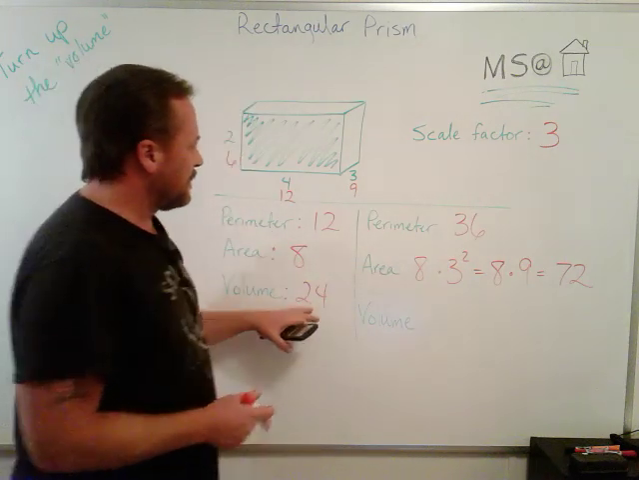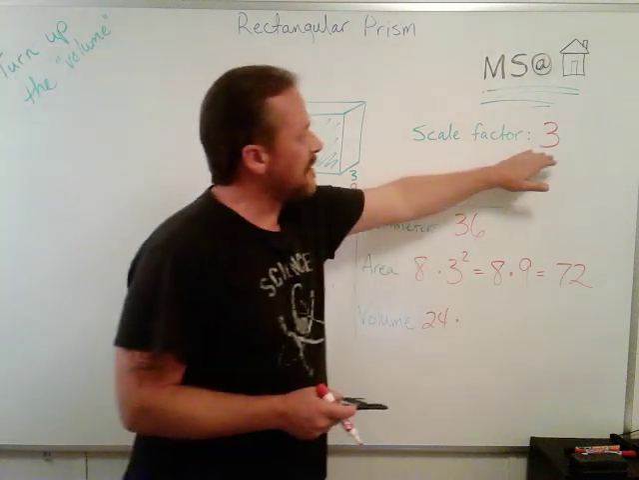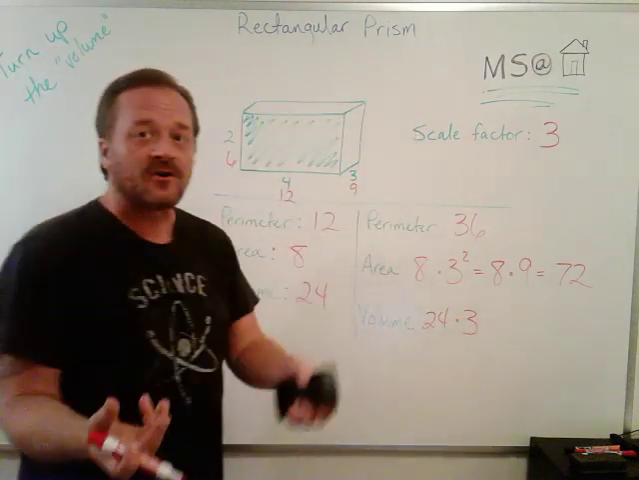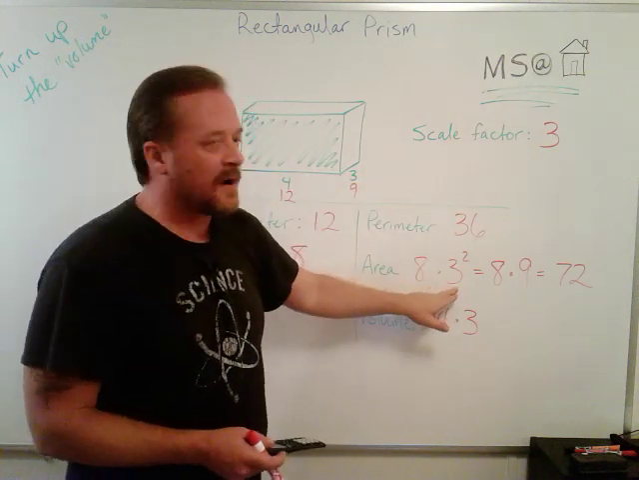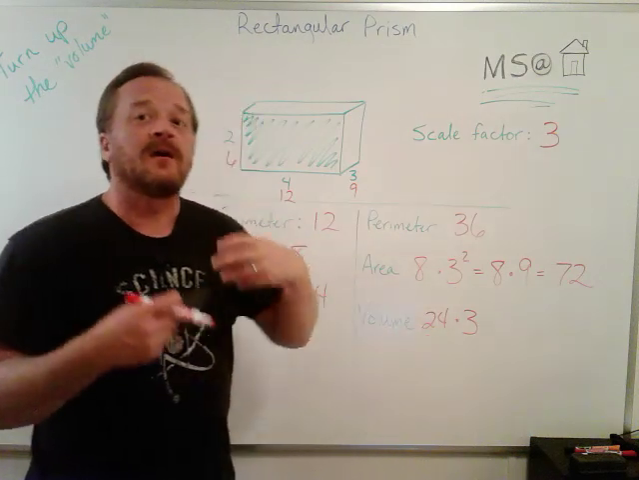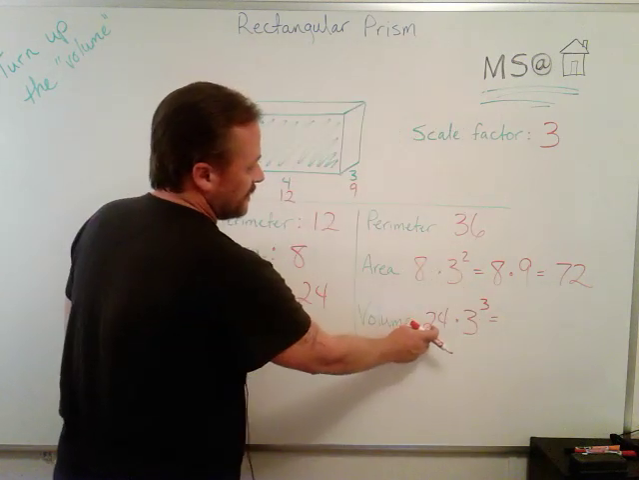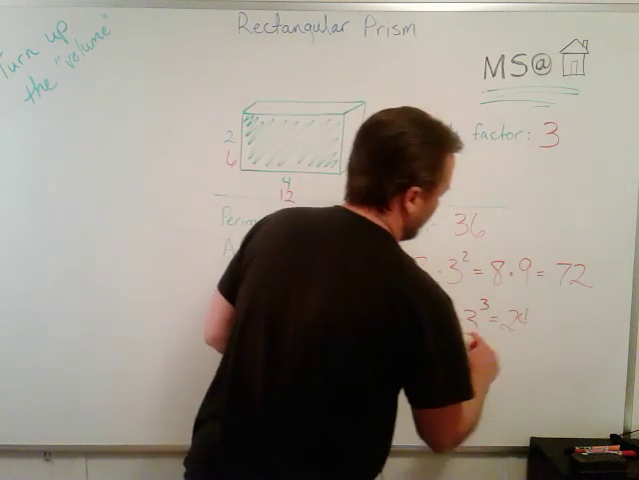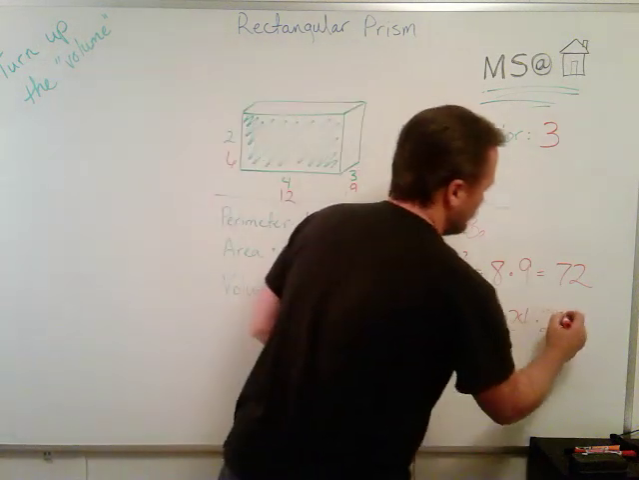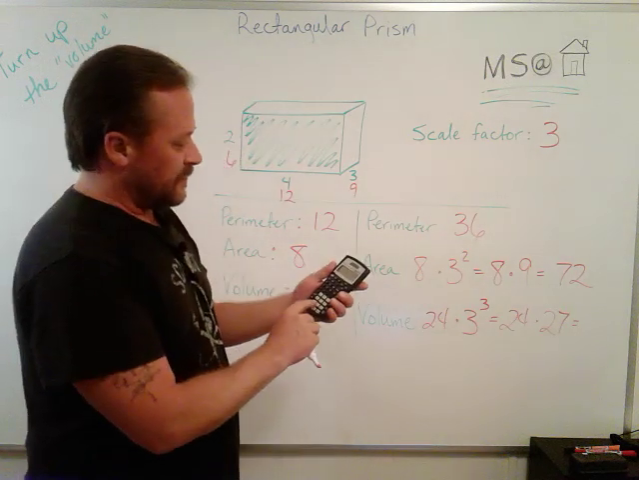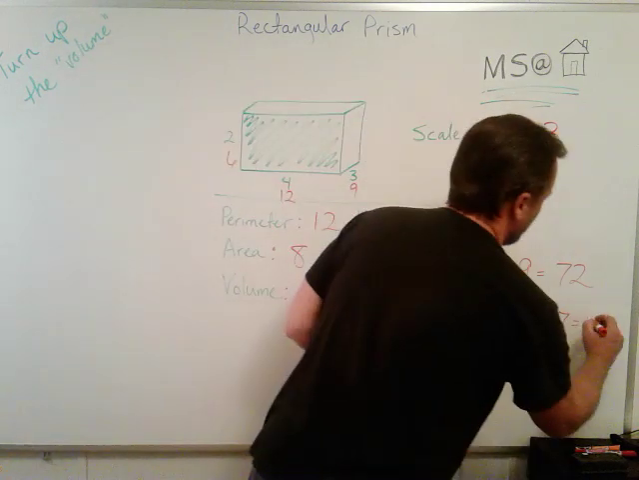How about the volume? The volume is 24, and I'm going to multiply that by the scale factor. And remember the pattern? The perimeter was just times 3. The area was times 3 squared. The volume is times 3 cubed, because we're talking about 3 dimensions, right? So let's simplify this. 24 times 3 to the 3rd power is, 3 times 3 is 9, 9 times 3 is 27. And 24 times 27 is 648. That's big.